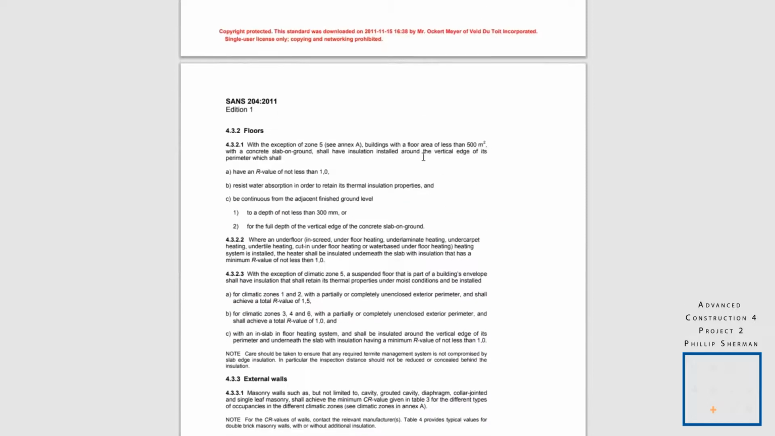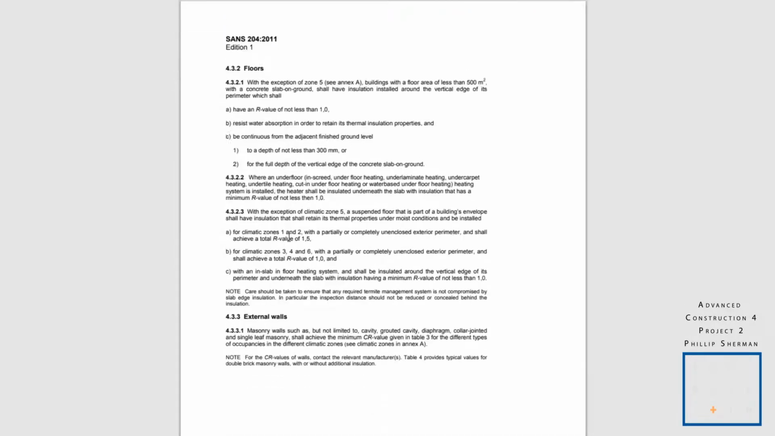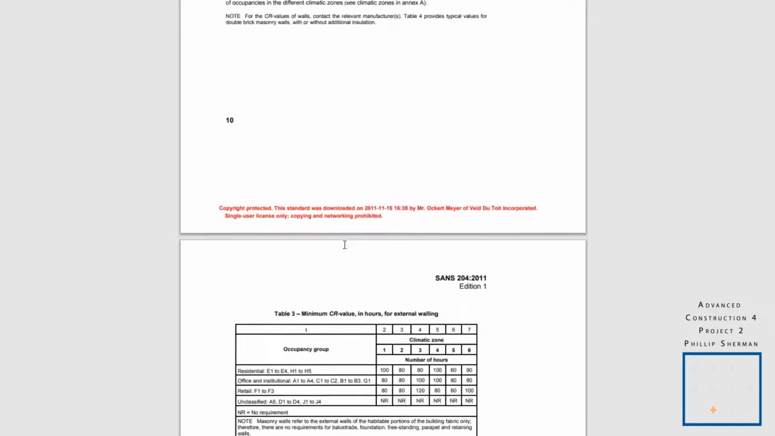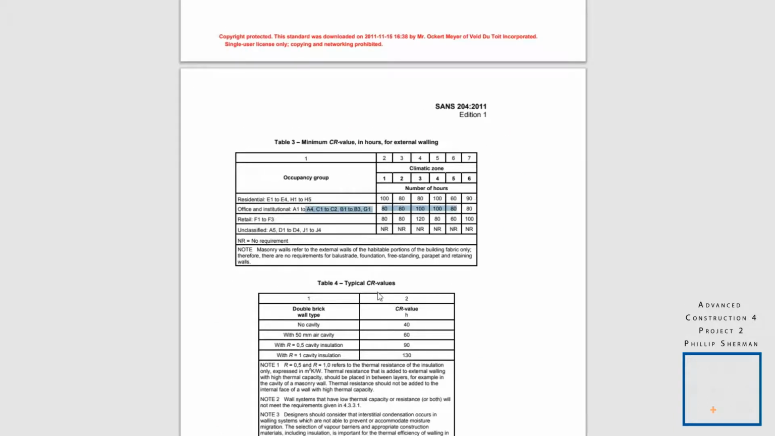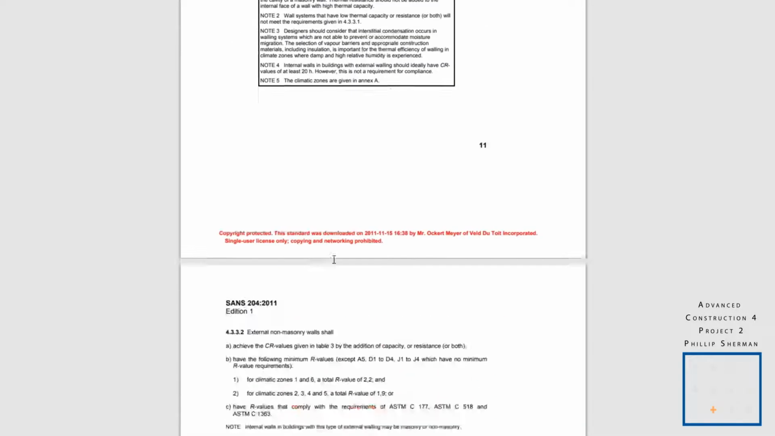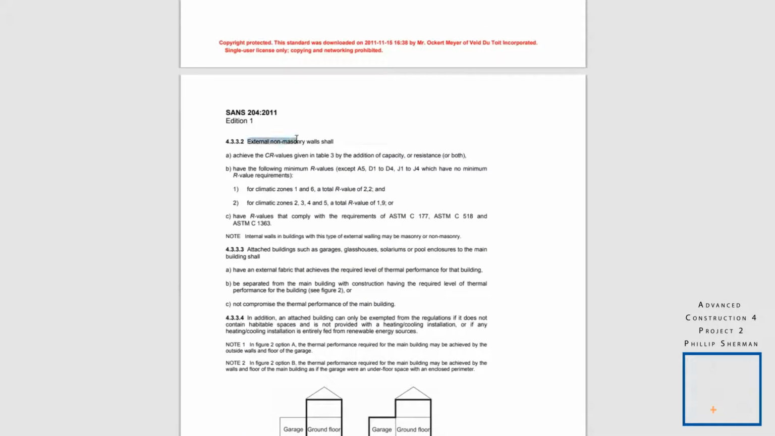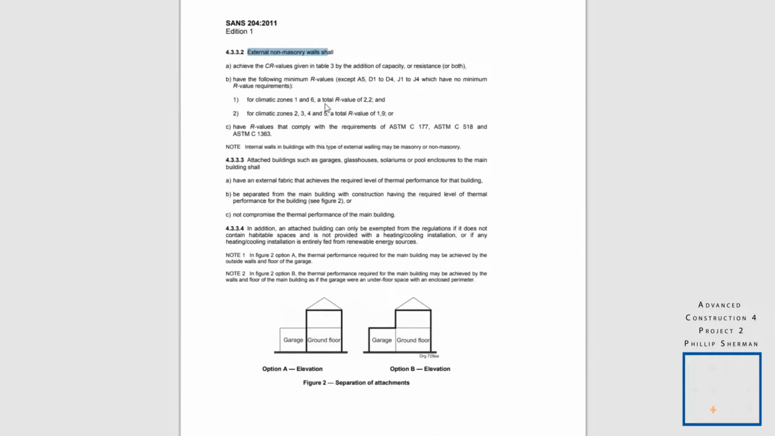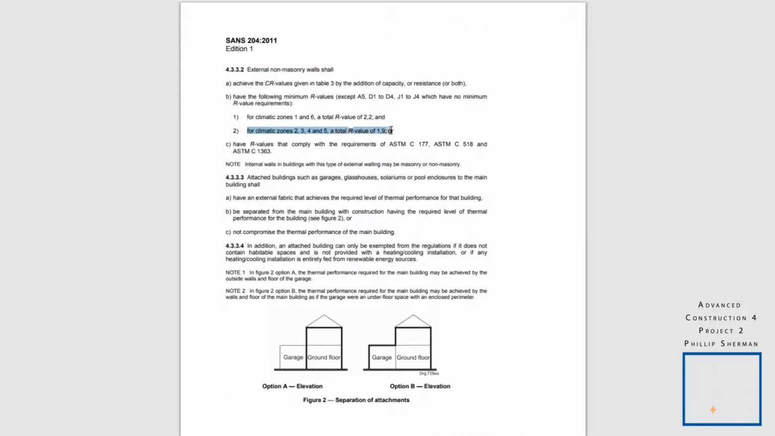our floors, our external walls, the CR values required for external walls depending on type of applications that you apply, construction techniques that you apply, if it's brick walls, if it's alternative forms of construction, what needs to happen. External non-masonry walls shall. That is what is required. And what we will be focusing on if we have non-masonry walls.